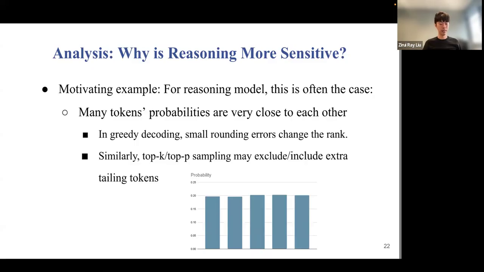I also want to give some insight into why this happens. I mean, why after reinforcement learning do they have this distribution?